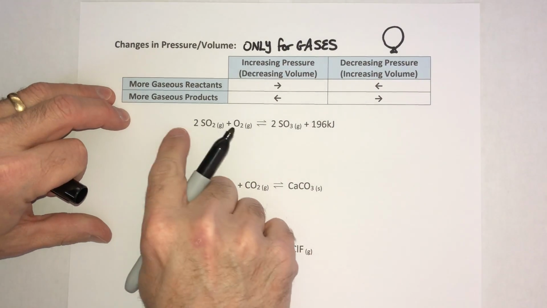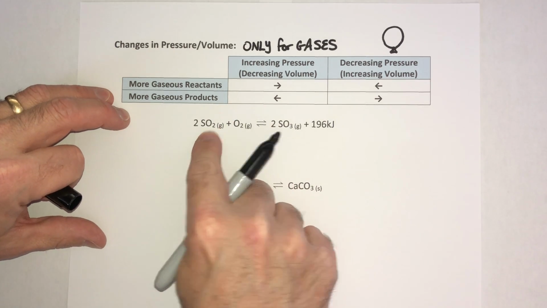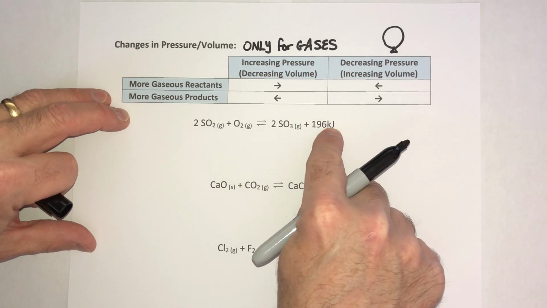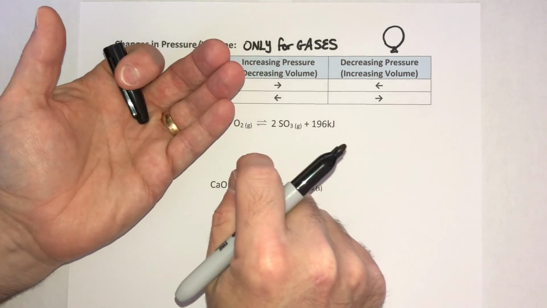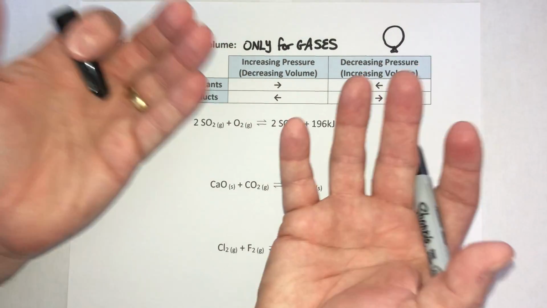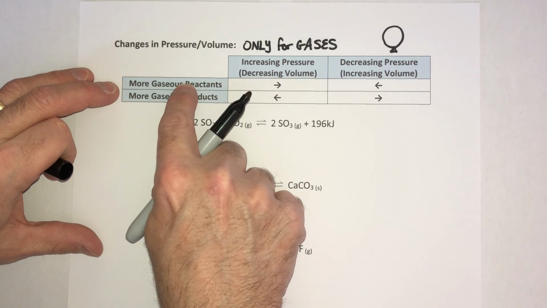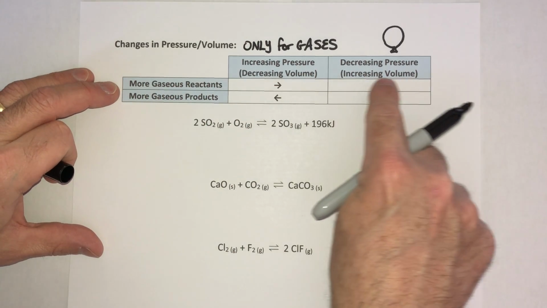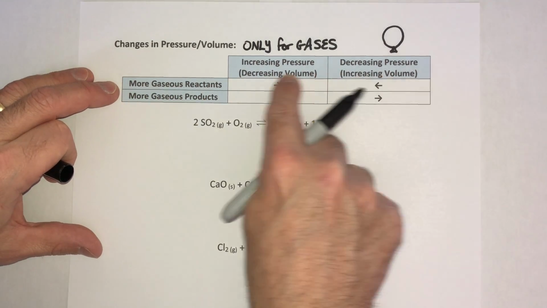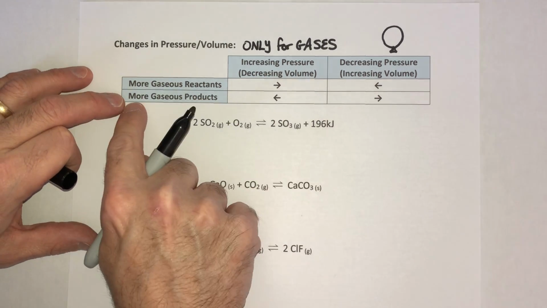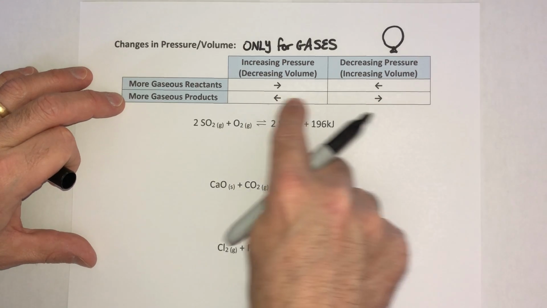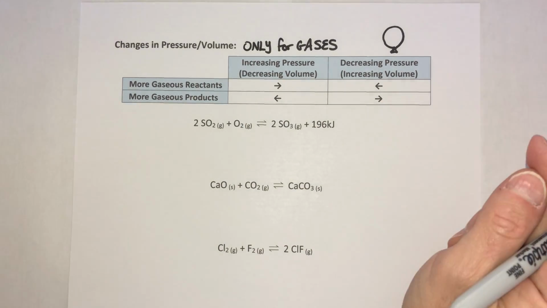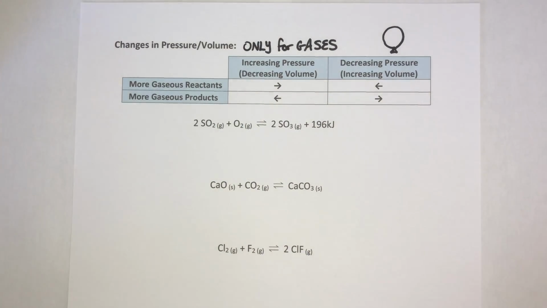So you're going to count up how many gas reactants you have, and you're going to count up how many gas products. If you have more gas reactants, these will be what happens to your equilibrium, forwards or backwards. If you have more gas products, this will be what happens to your reactants and your products. Okay? So let's do a couple of examples just to get a feel for how we use our table.